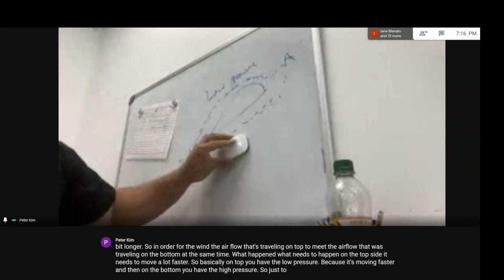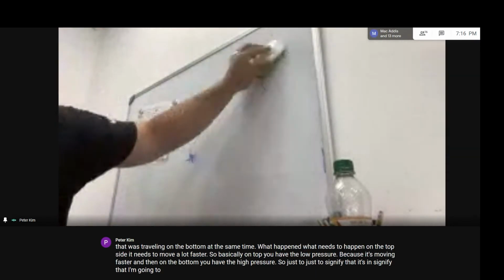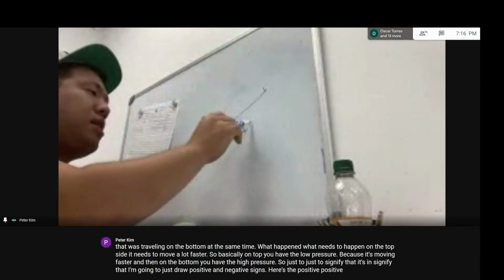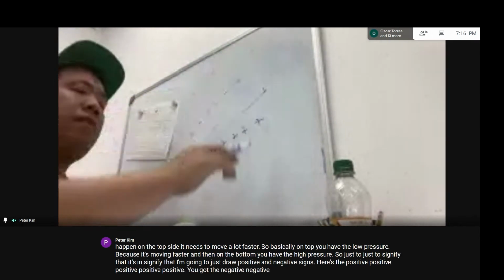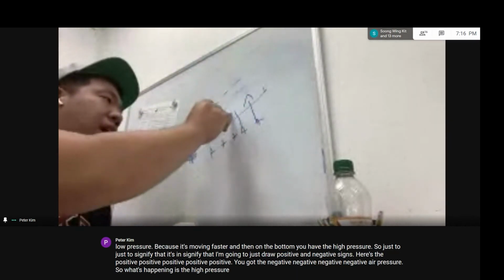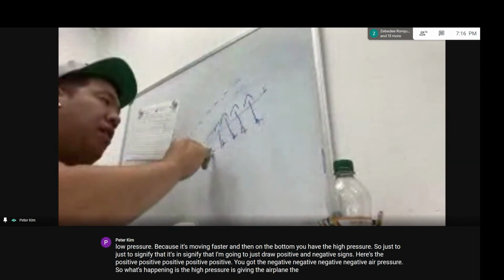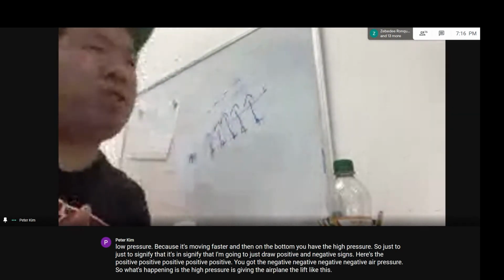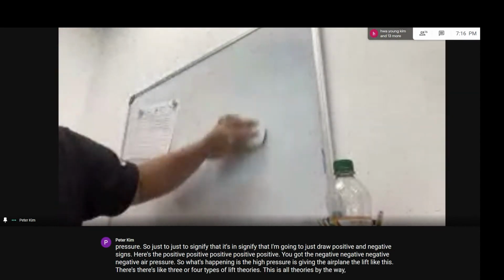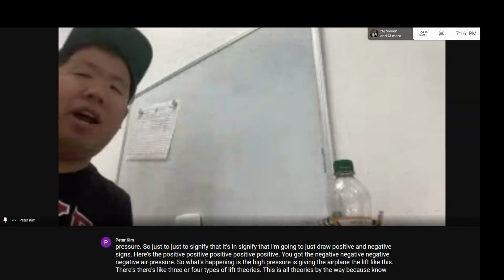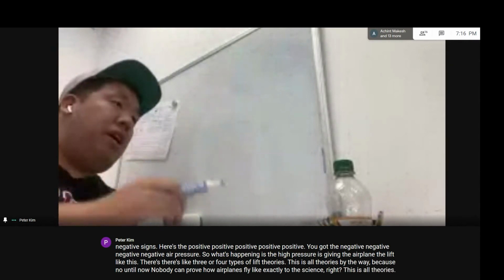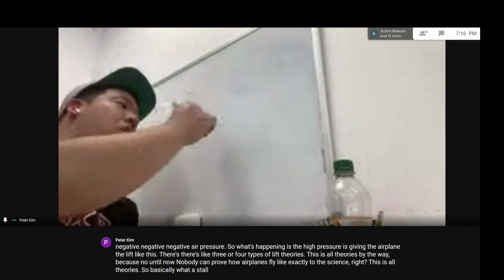To signify that, I'm going to draw positive and negative signs. Here's the positive, positive, positive, positive, positive. You got the negative, negative, negative, negative air pressure. So what's happening is the high pressure is giving the airplane the lift, like this. There are like three or four types of lift theories. This is all theories, by the way, because nobody can prove exactly, scientifically, how airplanes fly.